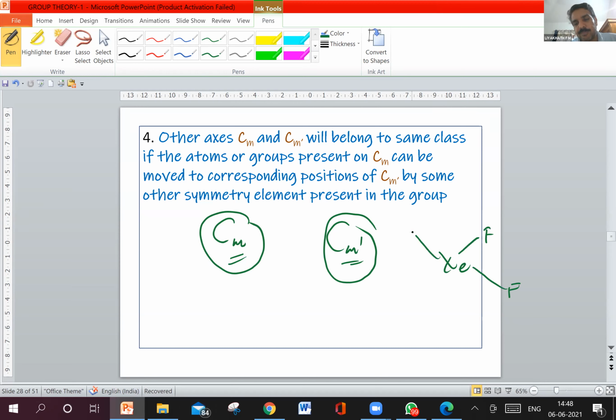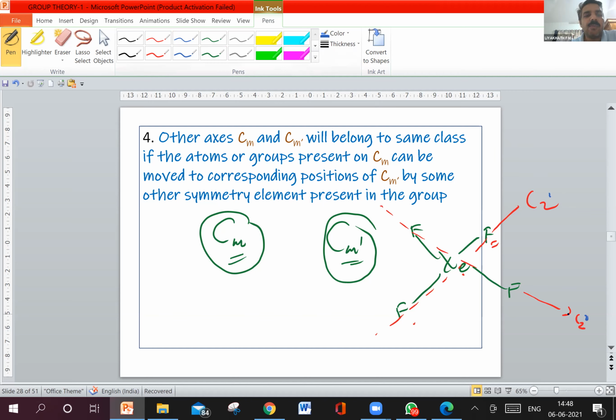XeF4. Okay, and here there is a C2 axis passing through this fluorine, xenon and this fluorine. And another C2 axis is present here. This is also a C2 axis. I am denoting this as C2-1 and this as C2-2.